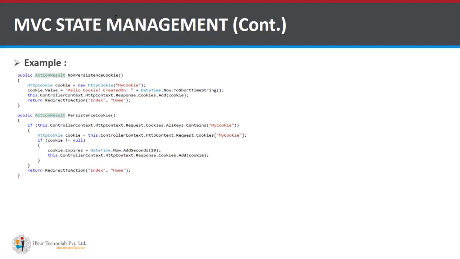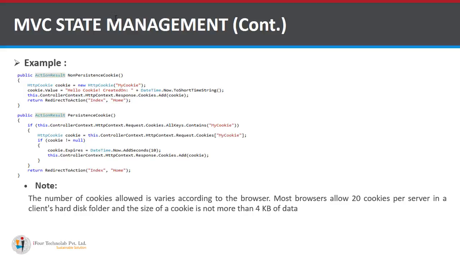Here is an example for a persistent cookie and non-persistent cookie. Note the number of cookies allowed varies according to the browser. Most browsers allow 20 cookies per server in a client hard disk folder, and the size of cookies should be not more than 4 KB of data.